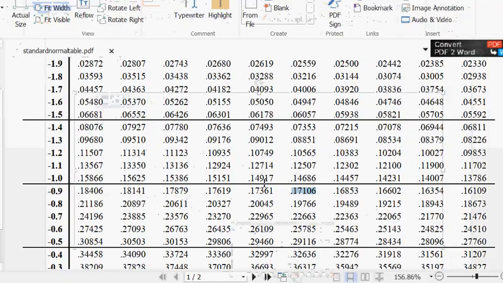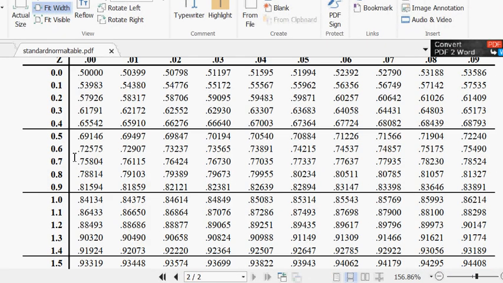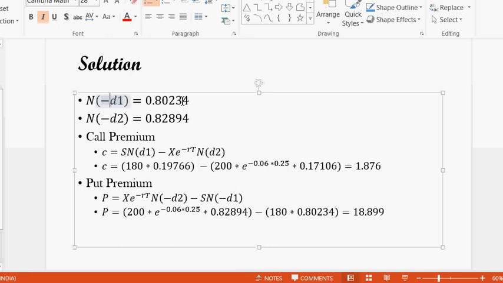So I go back to the table. Here I have the values. Since we have only 2 decimals in this table, I'm going to look at the value for 0.85. I have 0.80, 81, 82, 83, 84 and 85. Okay, so this is the value that I need. So I'm going to take that value and substitute it here.